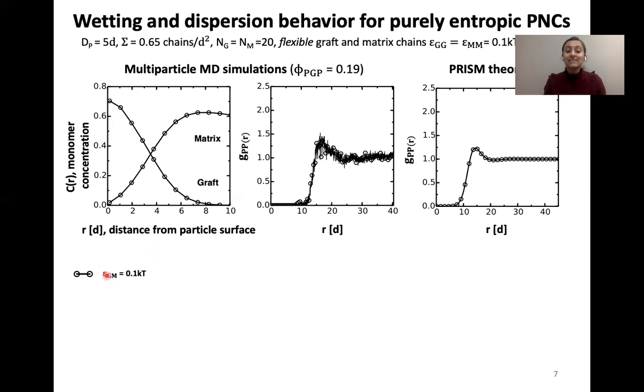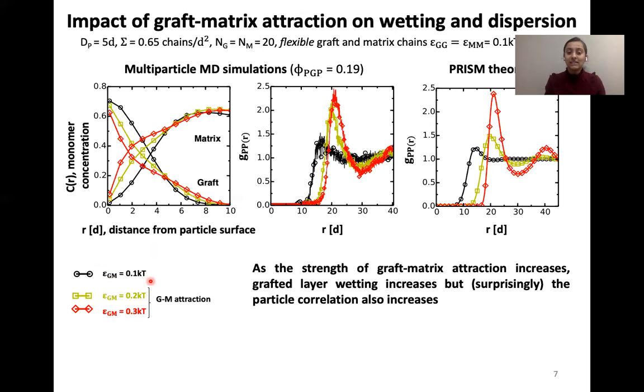Then, as we increase the strength of graft-matrix interaction by increasing the value of epsilon GM from 0.1 to 0.2 and 0.3 kT, we find that grafted layer wetting increases. This is seen by the greater interpenetration of graft and matrix polymers for these cases compared to the black purely entropic case in the monomer concentration profile. But surprisingly, we find that the particle correlation also increases. This is seen in g_PP(r), where the peak shifts to larger particle separation distances, but also grows in height. And similar results are also seen from PRISM theory.